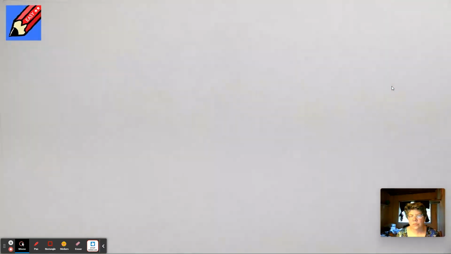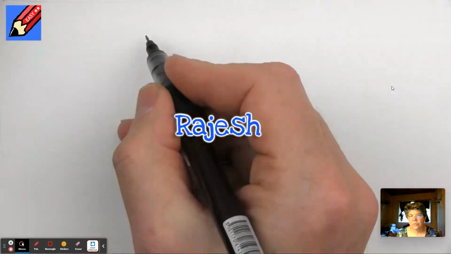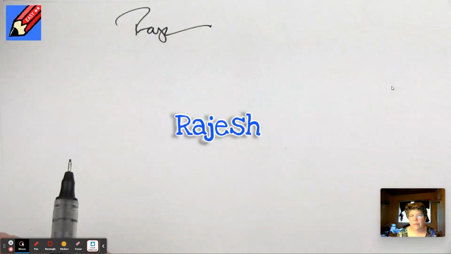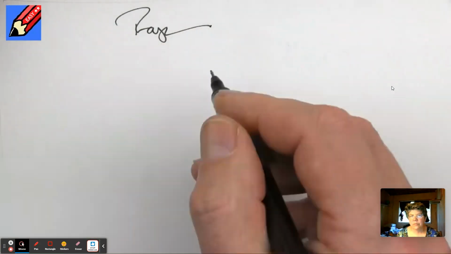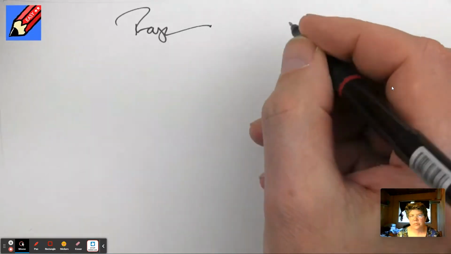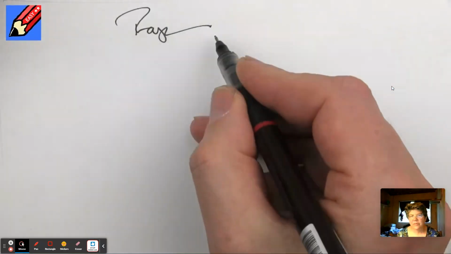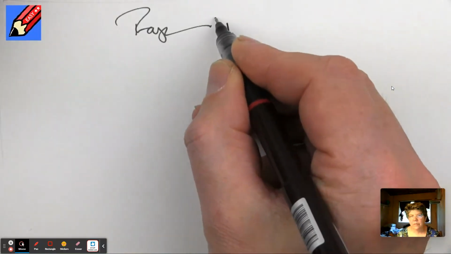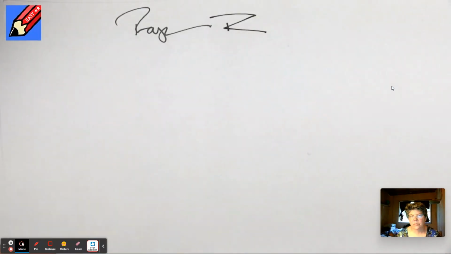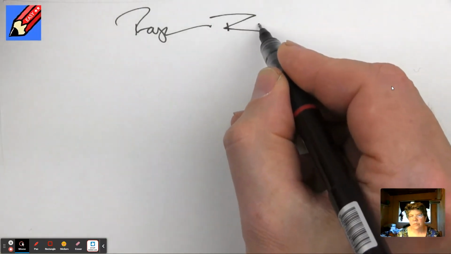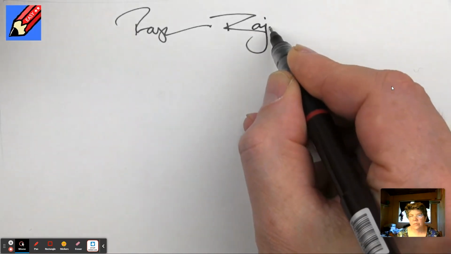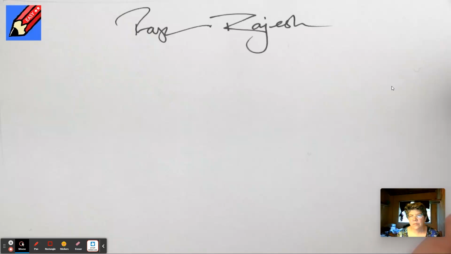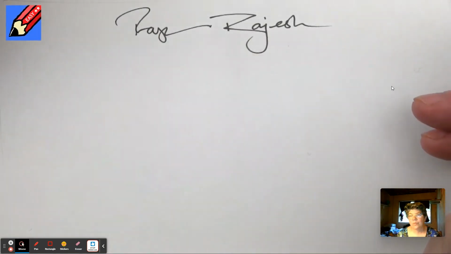So let's choose a name like Rajesh. And if I was just writing Rajesh, then I'd do something like that, because I'm a bit dyslexic. And that's how it comes out. But let me think about this a bit more. That R is not very good. So let's think of something a bit more stylish. Rajesh. So that would be okay as an autograph. That would be absolutely fine.